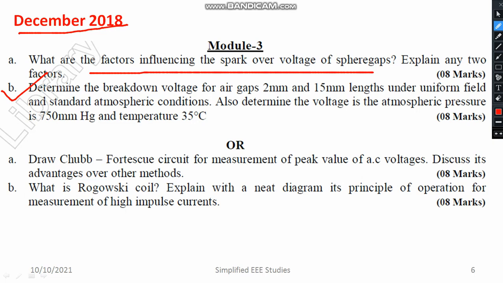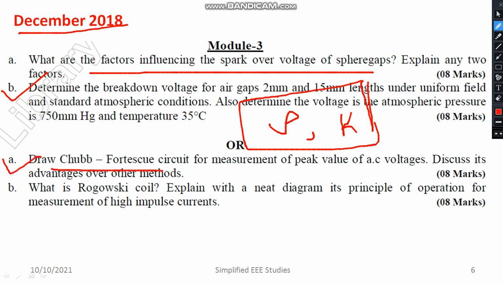So how to calculate the air density correction factor rho? From that you will be calculating K. I have explained it with the help of a simple example in the same lecture video itself. Please watch that particular video also. Then, what do you mean by the Chubb and Fortescue method? Very simple. Then, what is a Rogowski coil?